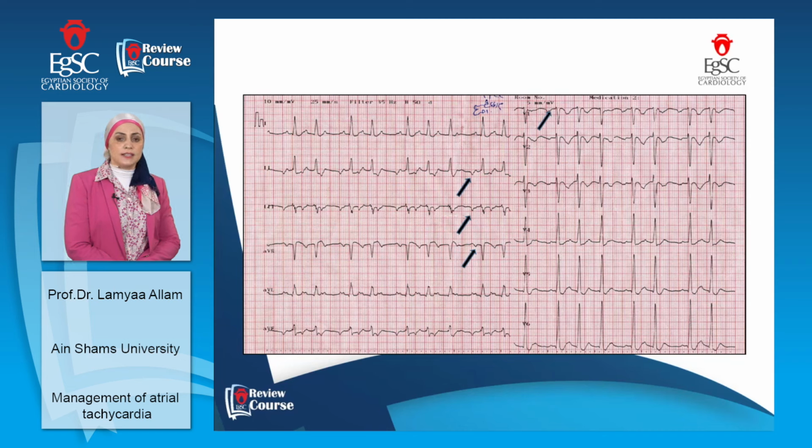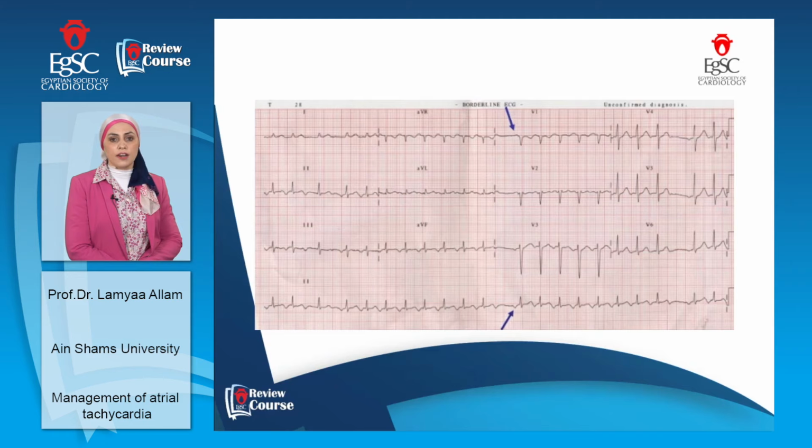This ECG shows an example of atrial tachycardia with variable AV block. As we see in lead 1, the first beat shows a P wave followed by a QRS complex. The second beat shows a P wave followed by a QRS complex. But the third P wave is not conducted through the AV node, there is no QRS complex, followed by another P wave, followed by a QRS complex. This is a variable block.